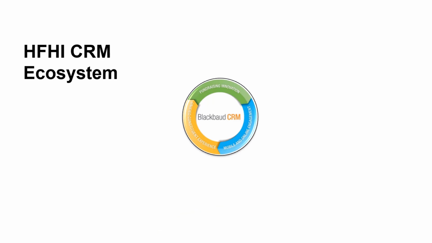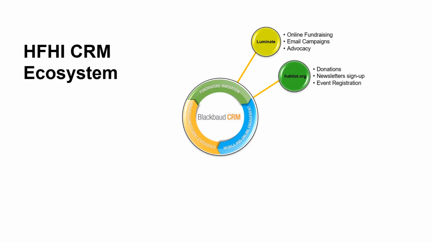We have many ways information gets into the CRM database. Some of them include Luminate Online, which is used for distribution of email campaigns and processing the online donations associated with those campaigns. There's Habitat.org, which allows people to make donations, subscribe to newsletters, take advocacy actions, and register for HFHI events, and those actions are recorded in CRM.